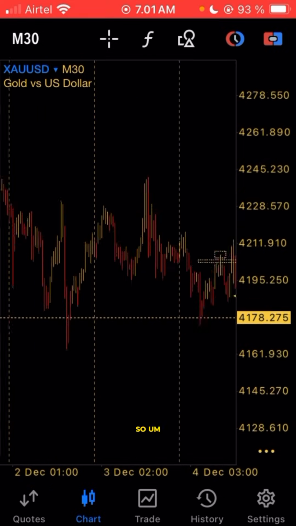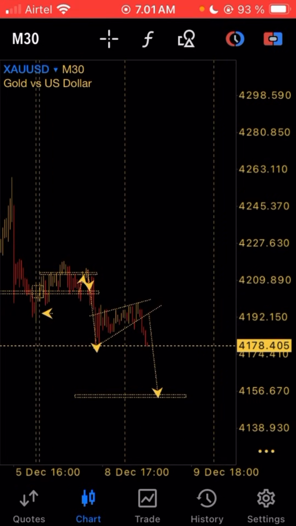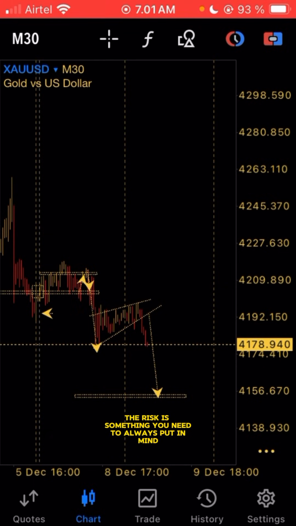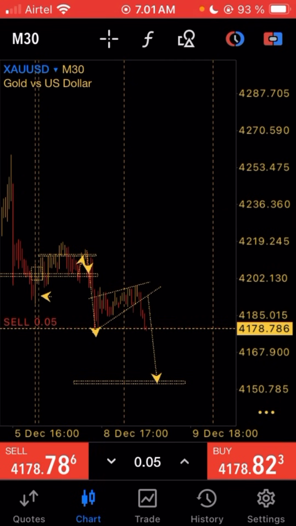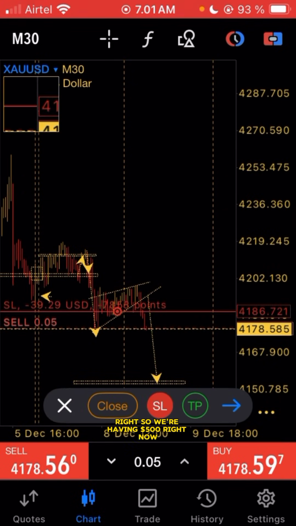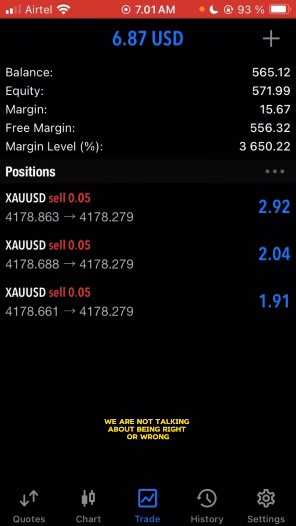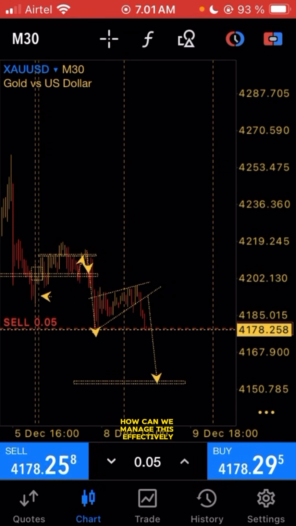I would just take the trade, and regardless, remember, the risk is something you need to always keep in mind. So if there is retracement, if there's no retracement, regardless of what happens, I'm safe. So we're having $500 right now. So how can we manage this effectively? That is the key. We are not talking about being right or wrong. How can we manage this effectively?